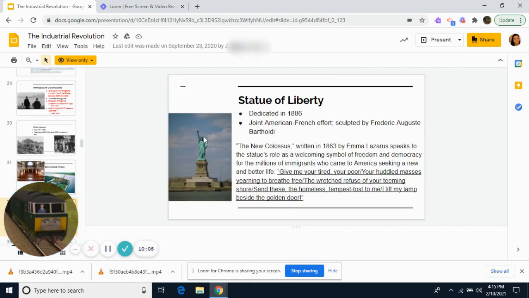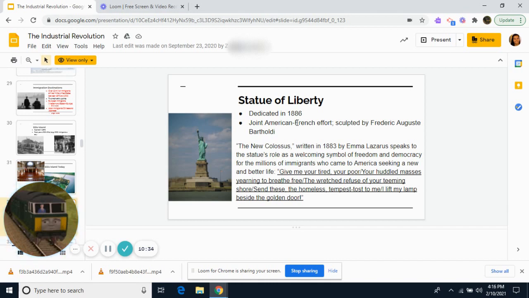Statue of Liberty, dedicated in 1886, a joint American-French effort sculpted by Frederick Auguste Bartholdi. The New Colossus, written in 1883 by Emma Lazarus, speaks to the statue's role as a welcoming symbol of freedom and democracy for the millions of immigrants who came to America seeking a new and better life.